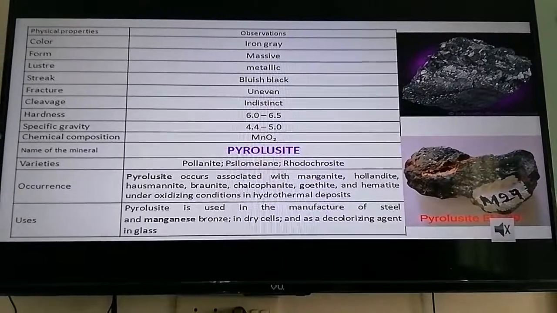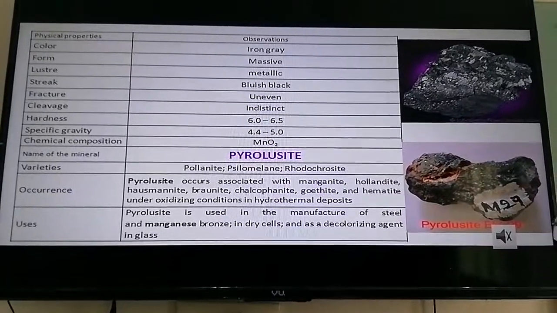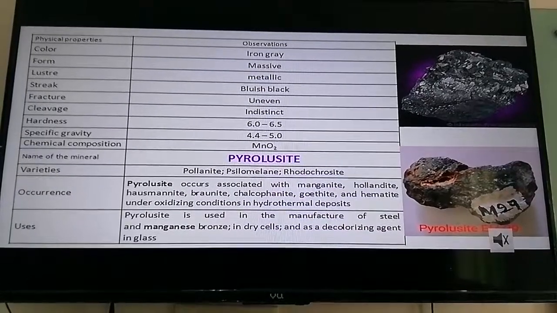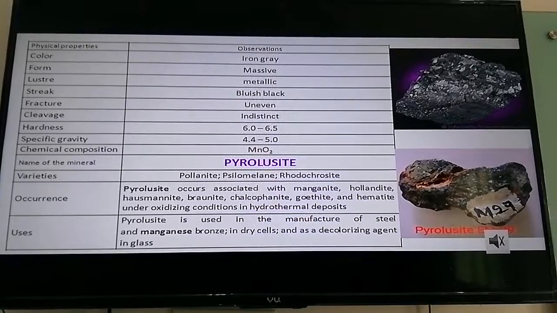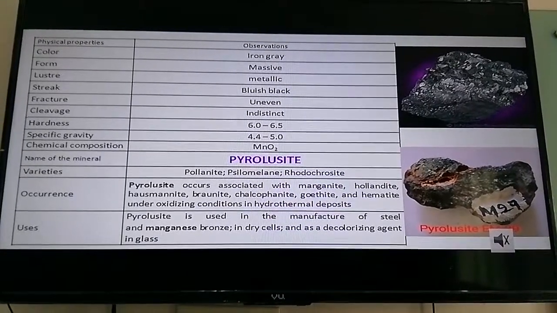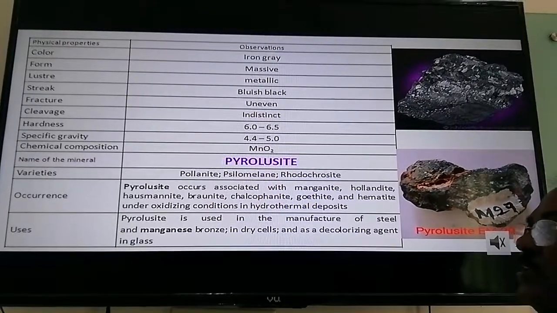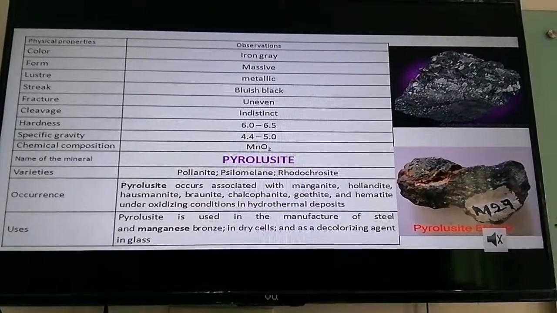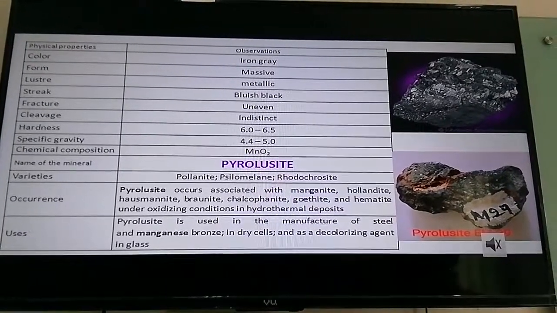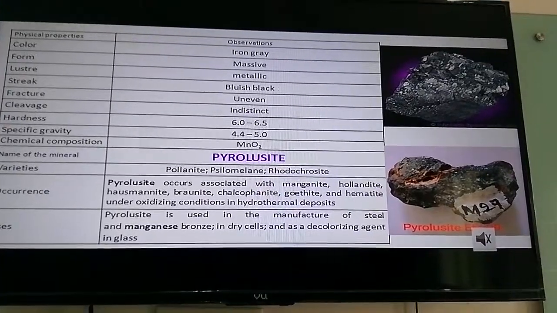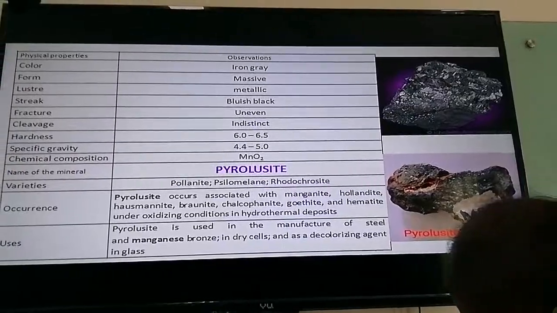Polianite, psilomelane, rhodochrosite are the varieties of pyrolusite, and pyrolusite usually occurs with magnetite, hollandite, hausmannite, braunite, chalcophanite, goethite and hematite under oxidizing conditions in hydrothermal deposits. Coming to the uses of pyrolusite, it is used in the manufacture of steel and manganese bronze, in dry cells and as a decolorizing agent in glass.